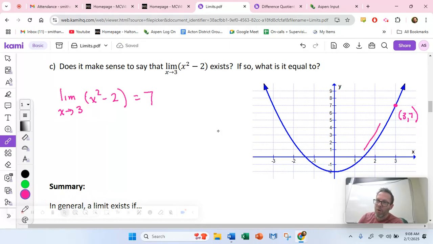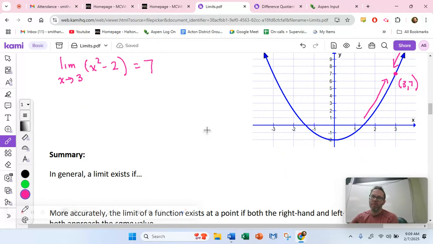Think about if you were a tiny ant surfing on the graph. As you got close to 3 from each side, the y values are approaching 7. Are you convinced this limit exists? It equals 7. But again, no surprises here. It's just a nice continuous function. Nothing weird is going on. We're just introducing some new notation. So the left-hand limit was 7. The right-hand limit was 7. The limit overall as x approaches 3 was equal to 7.